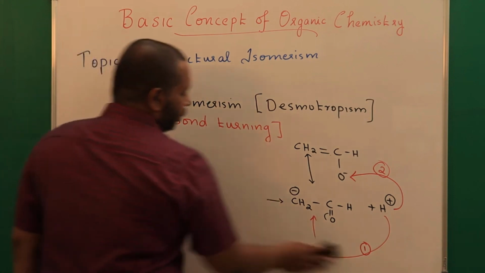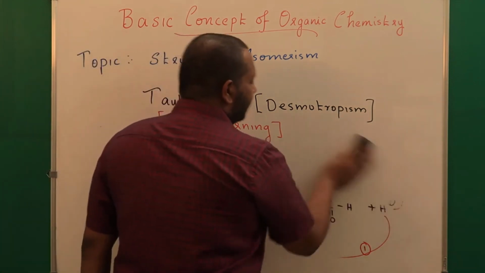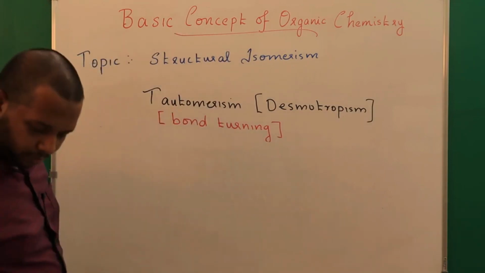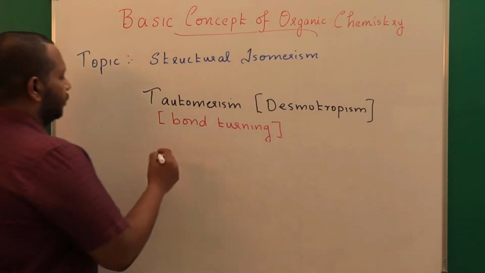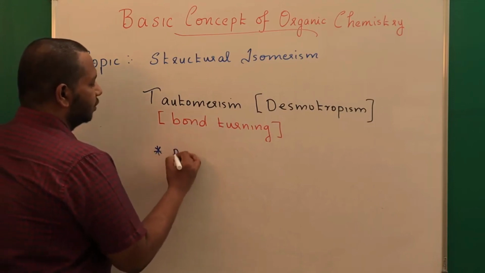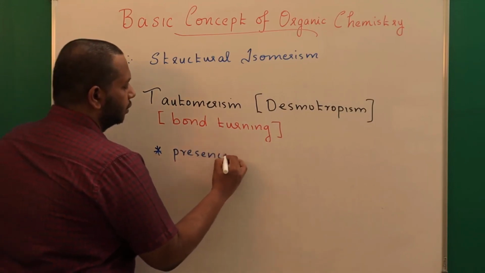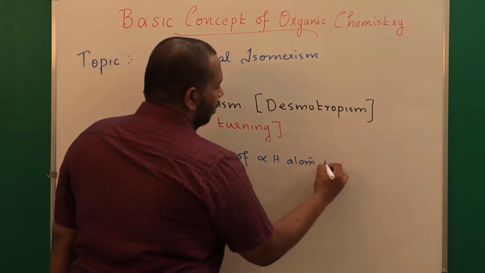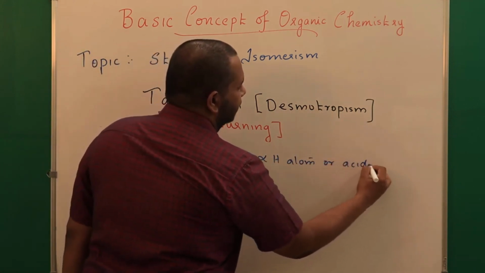So one is the presence of acidic hydrogen or alpha hydrogen atom. Let me write the two important conditions. The first one, the presence of alpha hydrogen atom or acidic hydrogen atom.